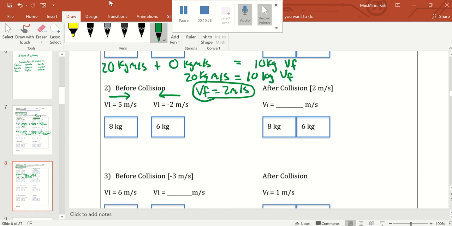So 8 times 5 is 40 kilogram meters per second, plus 6 times negative 2 is negative 12 kilogram meters per second. By adding those together, that gives us the total initial momentum. We're going to set that equal to the total final momentum. 8 plus 6 kilograms is going to be a total of 14 kilograms times an unknown final velocity.